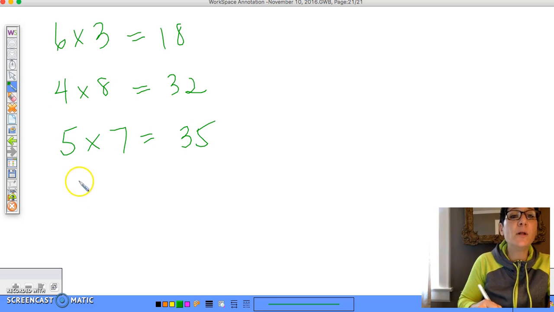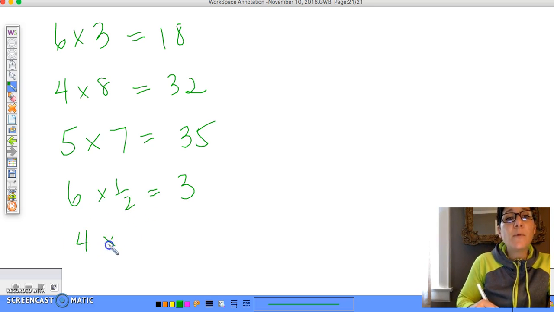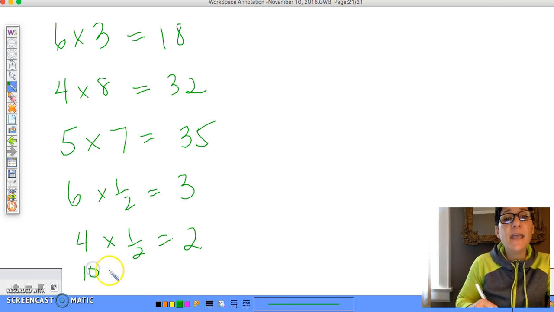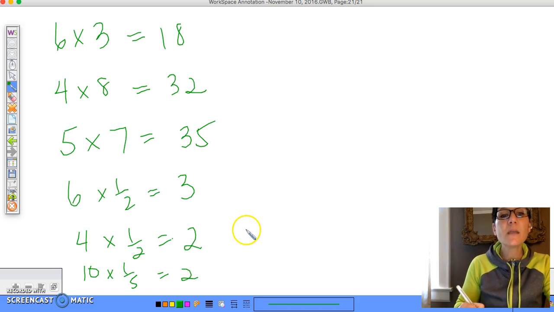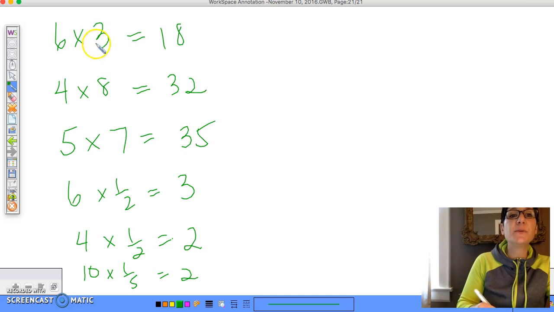If I take 6 and I multiply it times a half, it's going to give me 3. If I take 4 and I multiply it by a half, it's going to give me 2, and if I take 10 and I multiply it times 1/5, it's going to give me 2. The cool thing is that if I multiply by a number larger than 1, I'm going to wind up with something bigger than what I started with. So 6 times 3 is 18, which is clearly bigger than 6. 4 times 8 is 32, which is way bigger than 4, and so forth.